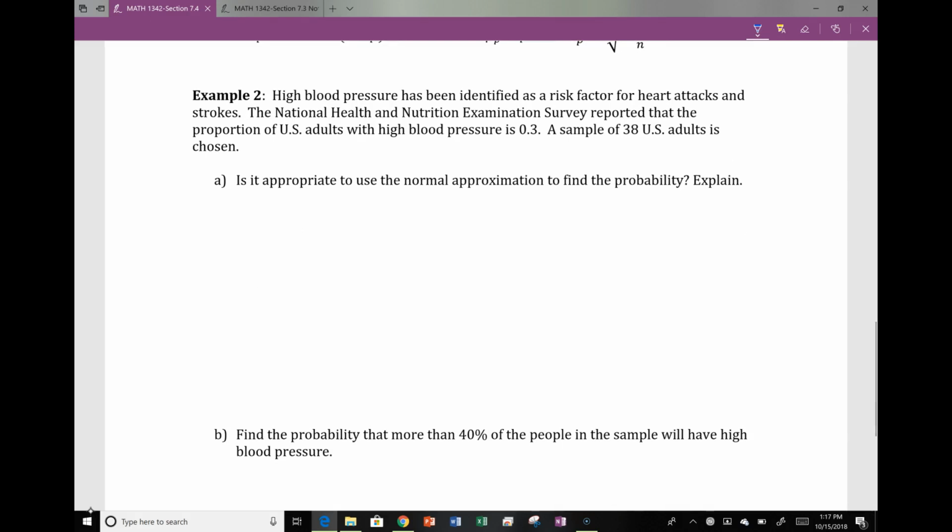So let's look at example 2. High blood pressure has been identified as a risk factor for heart attacks and strokes. The National Health and Nutrition Examination Survey reported that the proportion of U.S. adults with high blood pressure is 0.3. So that's saying that our p is going to be 0.3. A sample of 38 U.S. adults is chosen, so n is going to be 38. Is it appropriate to use the normal approximation to find the probability? And we want to explain.